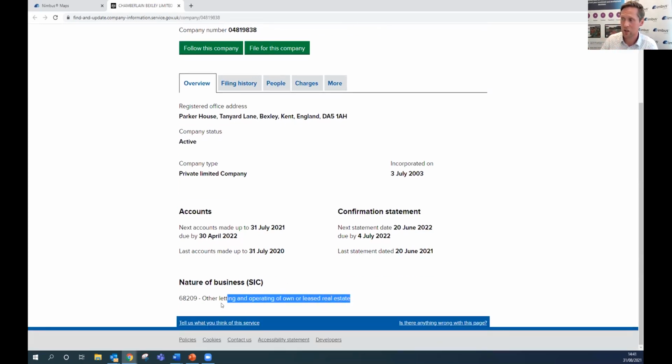They're actually a property company. So they're not a development company, but they're a property company. So they should understand what an office is worth in Bexley, but they probably aren't people that are going to buy stuff and convert it into something else. We can perhaps go and check that in a moment.